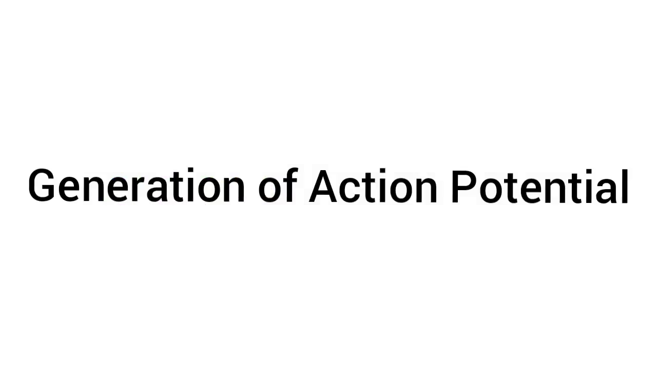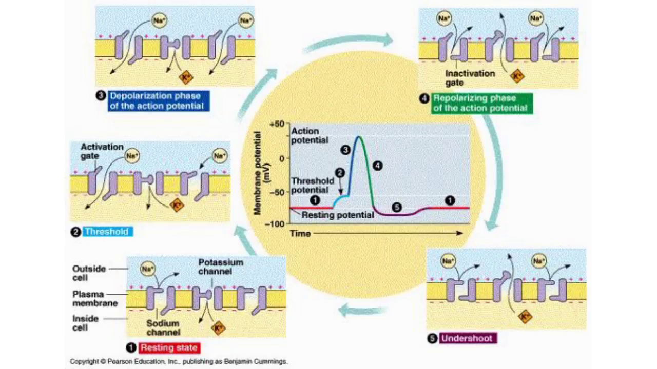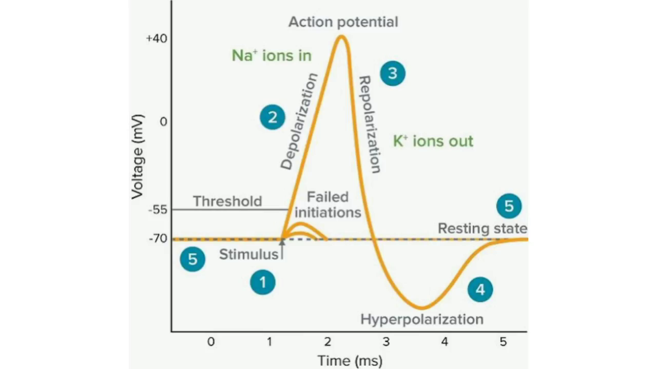When this resting membrane potential is disturbed, that is, when an external stimulus is applied, the sodium channels open and there's sodium influx, and also the potassium channels open and there's potassium efflux. Now the neuron is said to be in a depolarized condition. At the end of depolarization, the potential goes from minus 70 millivolts to around plus 35 millivolts.